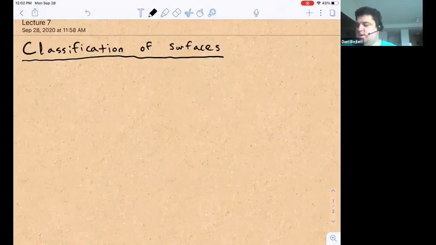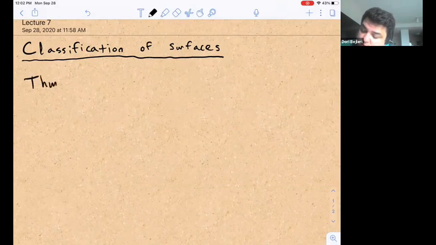Okay, so today we'll finish the classification of surfaces. Last time we were in the middle of, or really at the end of, proving the abundance theorem. So let's recall the theorem.